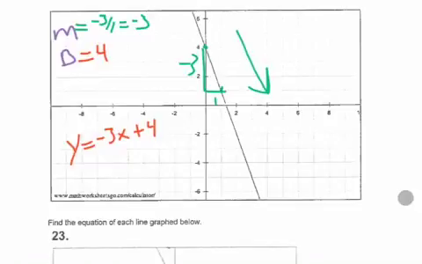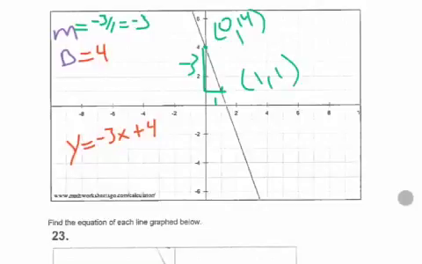Okay, good luck. Oh, also, you could have done this using 2 points. This point here is 0, 4. So that would be your one x, y. And this would be 1, 1. So y minus y over x minus x, you could use again to find the slope. Okay, good luck and check your answers.